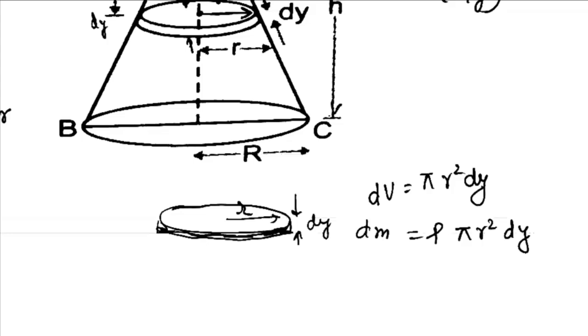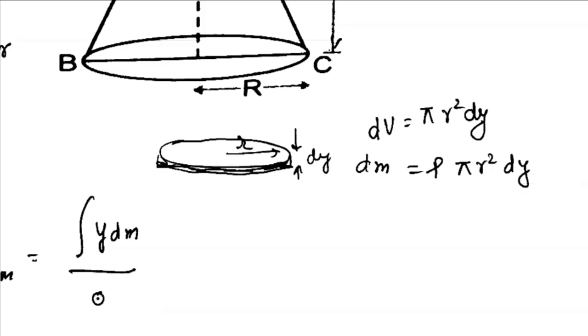Now let's talk about the center of mass. I will write the y coordinate that we want. Since the x coordinate is 0, it will be the integration of y coordinate of this element into mass of this element, divided by the integration of the mass of the element. So just put the values now. dm is this, right? So dy can be replaced by h by R into dr. So this will be the dm.